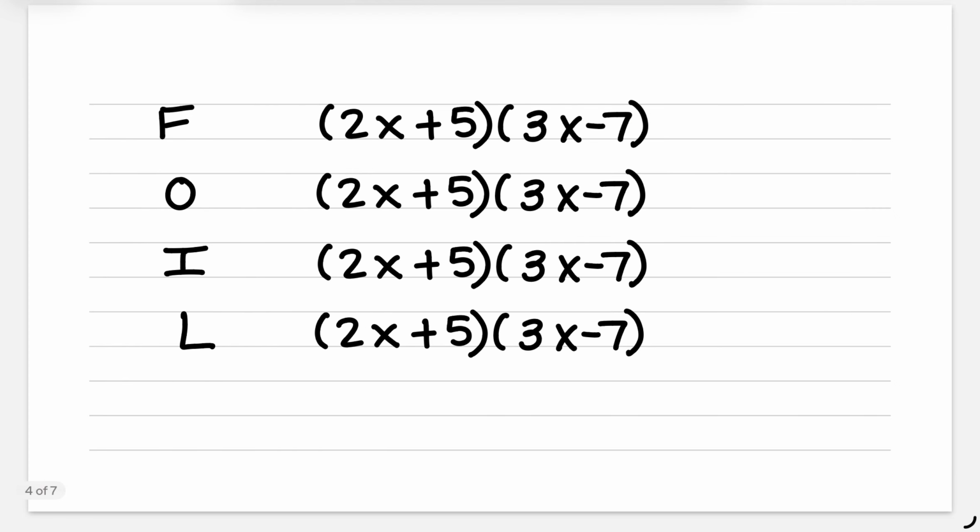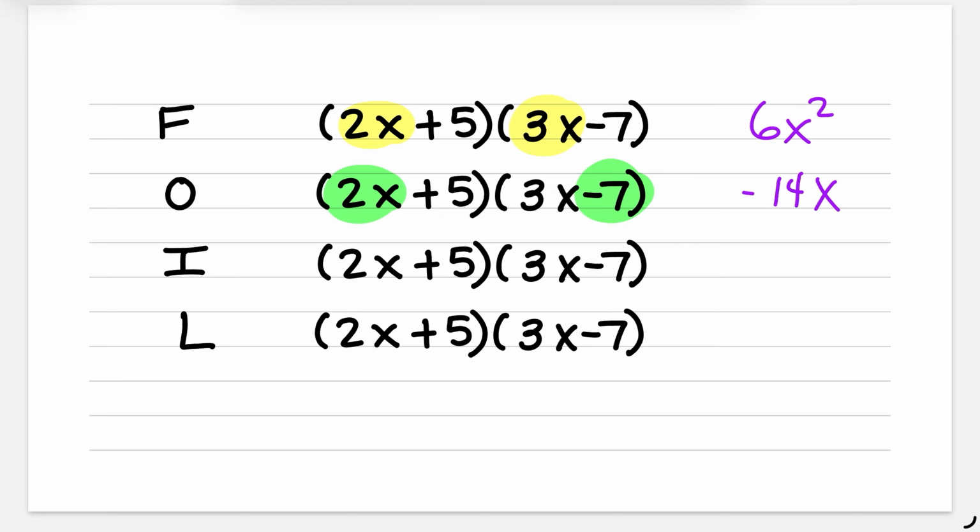Let's apply that to the problem from the beginning. The F is telling us to multiply the 2x and the 3x together, the first term in each set of parentheses. 2x times 3x gives us 6x squared. The O is telling us to multiply the outer two terms. That gives us 2x times negative 7, so negative 14x.